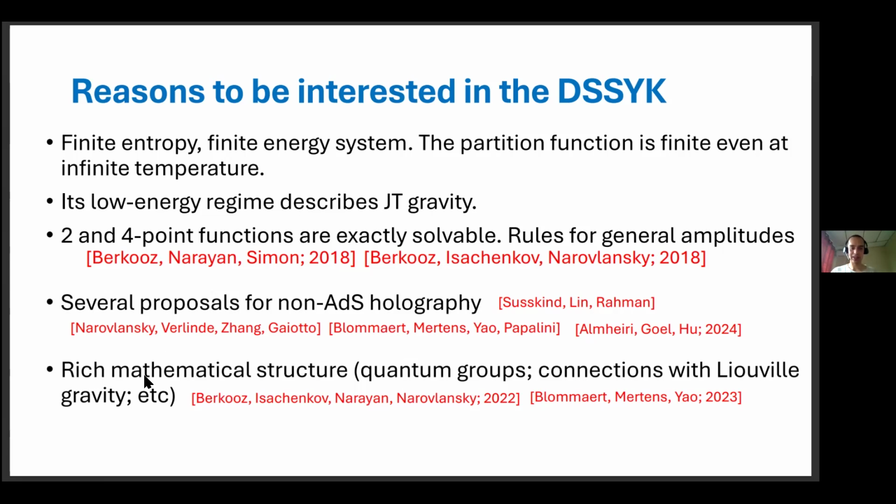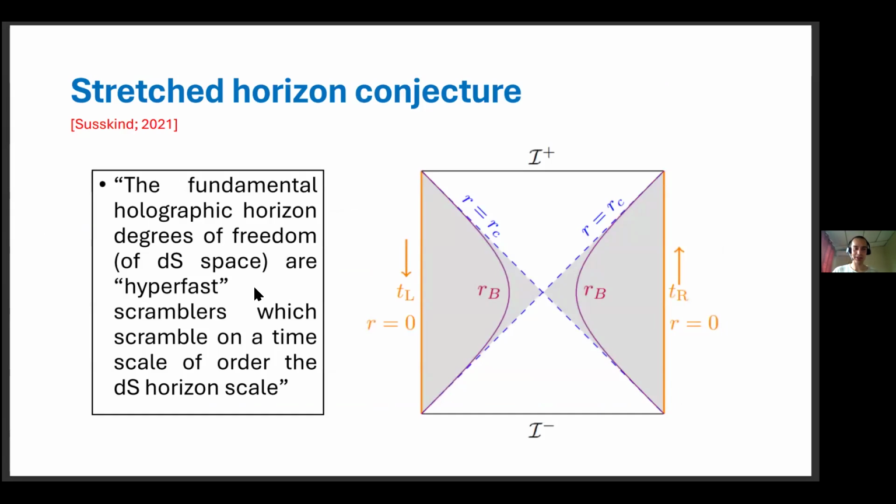There is also some very nice mathematical structure behind this: quantum groups, SYK2 for this type of system, connections with Liouville gravity, inverse-Ortho QFTs, and it also has a type II-1 von Neumann algebra that people care about, for instance, in dS space. There is this so-called stretched horizon conjecture. There are four conjectures in the original paper. I'll just try to go to the other results.